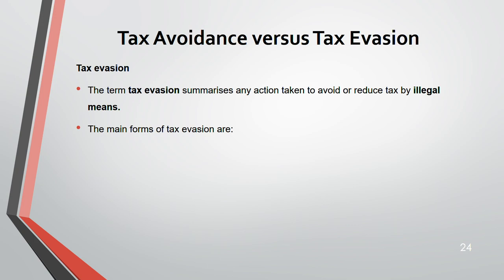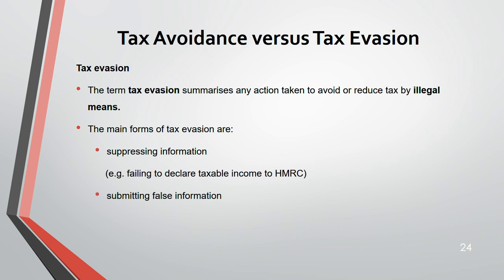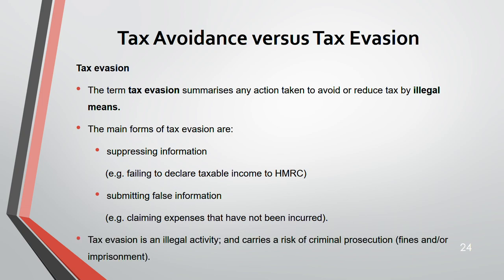So what are the forms of tax evasion? You are not giving correct information. First, for example, you are not declaring your taxable income to HMRC. That's illegal. Second way could be you are submitting false information. You are giving information, but false information. For example, you are claiming expenses that have not been incurred. Because if you claim expenses, that means you are telling that these expenses could be reduced from my income, so you have to pay low tax, right? Some expenses you cannot claim against tax, okay? But you are claiming even if you have not incurred those expenses. So it's illegal, okay? Because it's illegal, there's a risk that you have to pay a fine or imprisonment as a penalty.